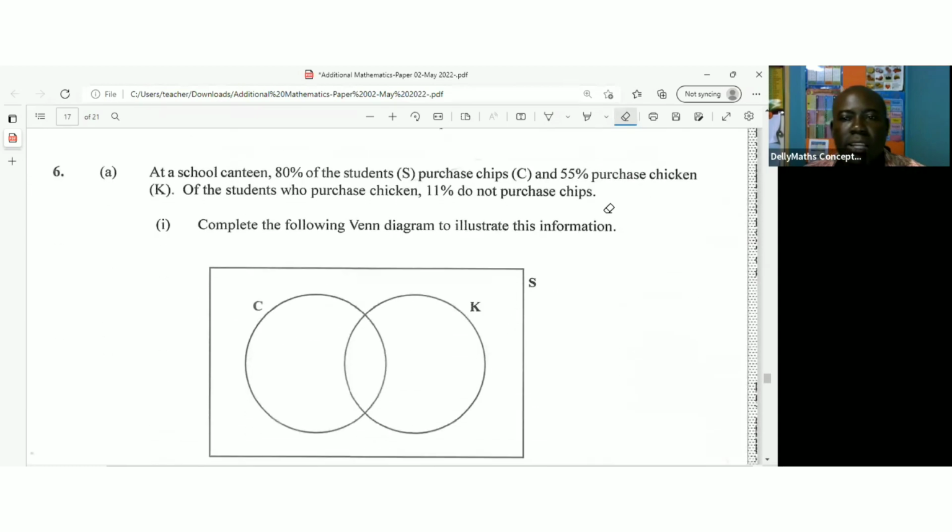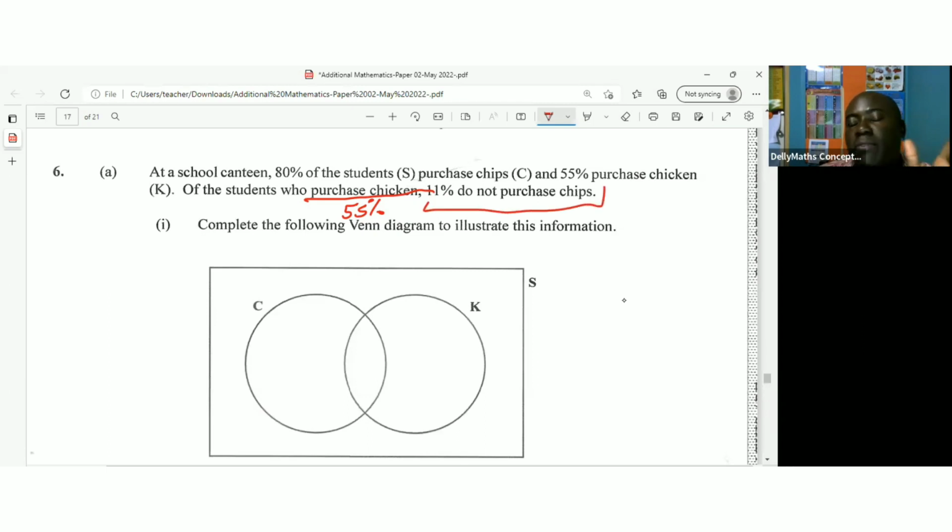All working must be clearly shown. So let us see what's going on here. The question reads, at a school canteen, 80% of the students purchase chips and 55% purchase chicken, which is K. It says of the students who purchase chicken. So here we're getting a quick condition: of the students that purchased chicken, they did say 55%. Of the 55% that purchased chicken, 11% did not purchase chips.